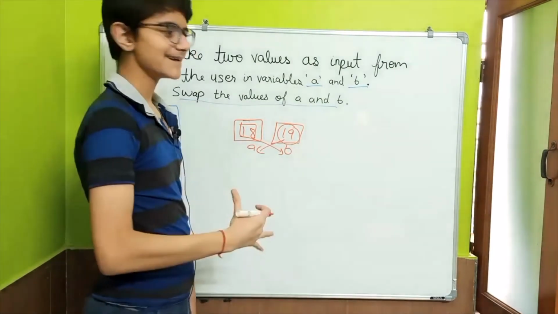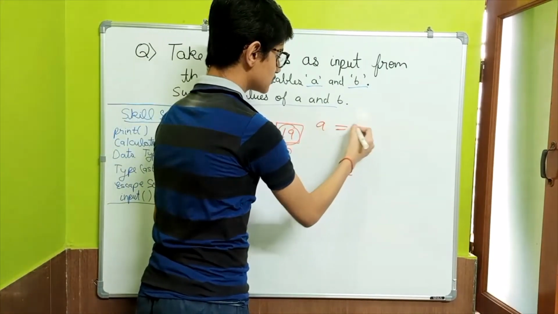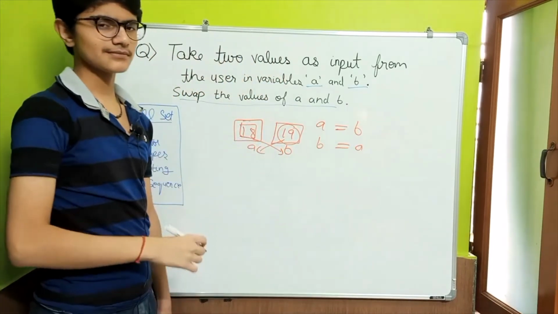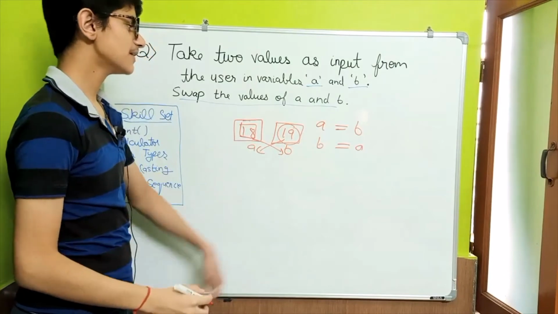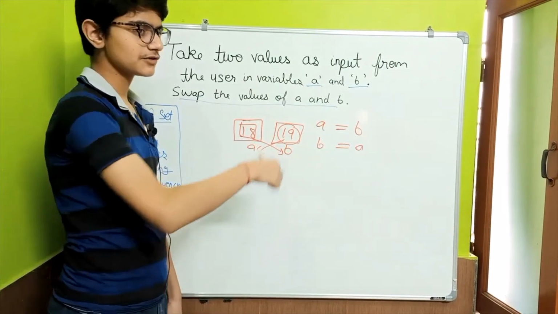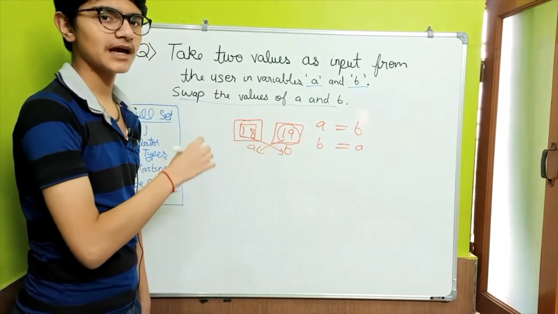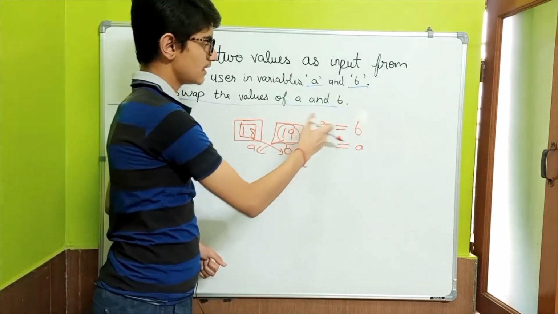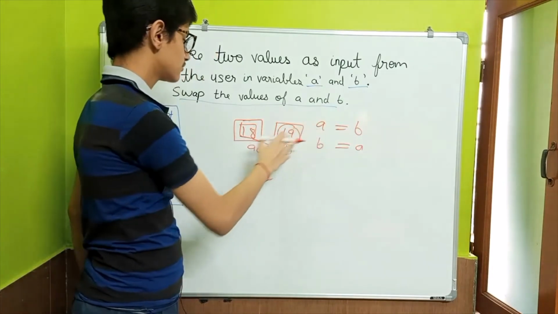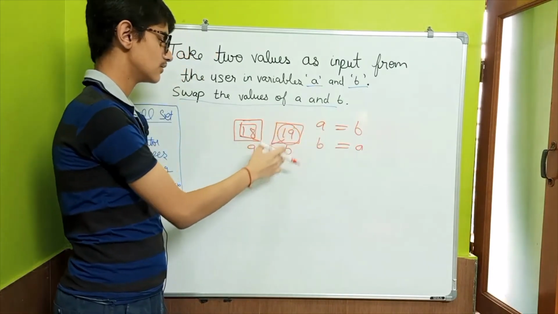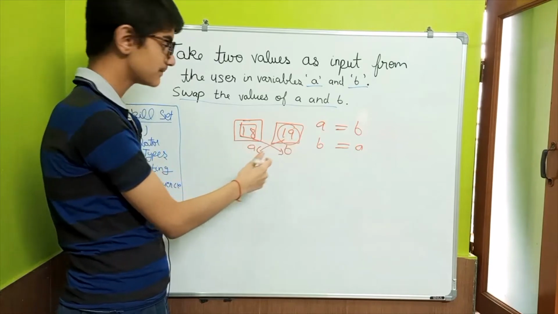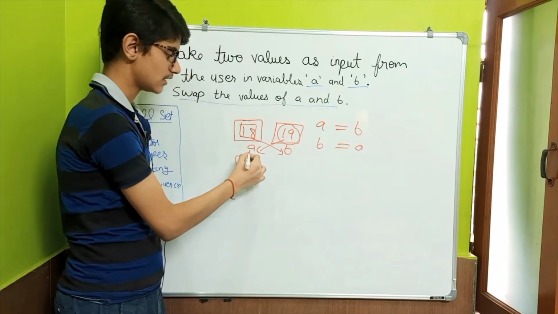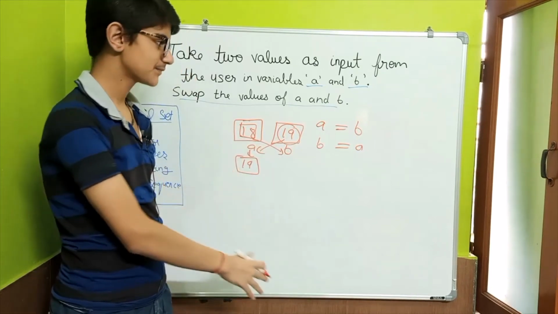Now I can write it like this: A equals B and B equals A. But guys, think, what if I write this in Python? Will it execute properly? Will the swapping happen? Let us see, guys. So A equals B, right? So what will happen? B is 19, so it will go to A. So I'm writing here 19 for A. Now A becomes 19 when you write this.